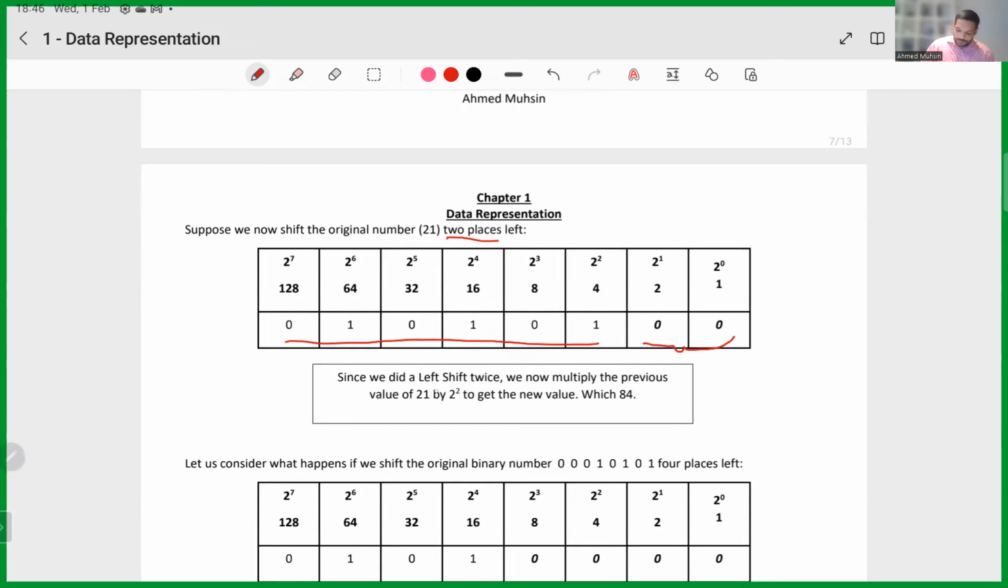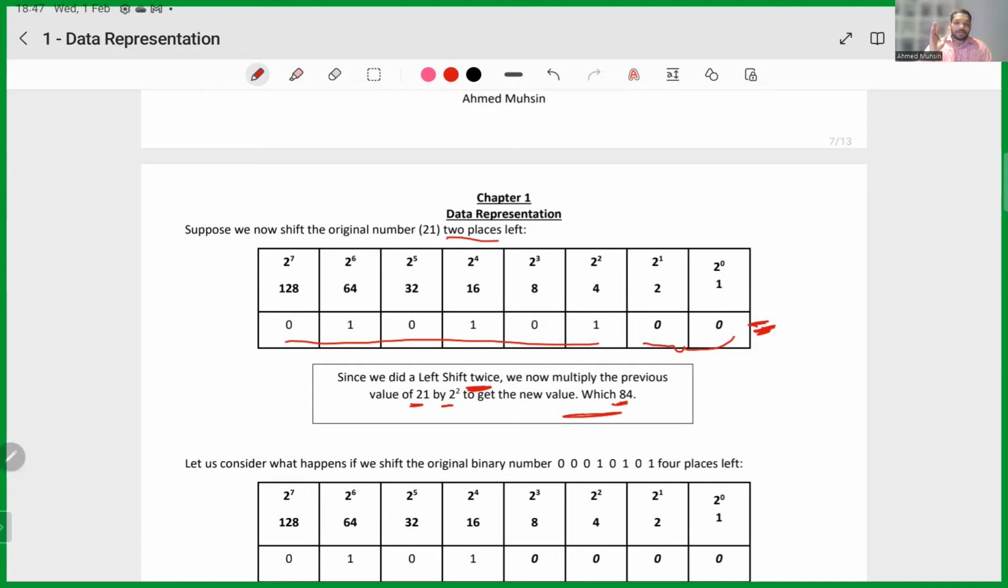Now, since we did a left shift twice, we take the original value of 21 and we multiply it by 2 squared, because we shifted twice. Left shift twice, so you multiply by 2 times 2, or 2 squared. Now you get the value 84. You can either multiply and get 84, or you can convert this binary value into decimal, and you would get 84. But of course, this method is much faster. You take the original and multiply it by 2 squared, you get 84. That's much faster than converting this into decimal and then getting the value.